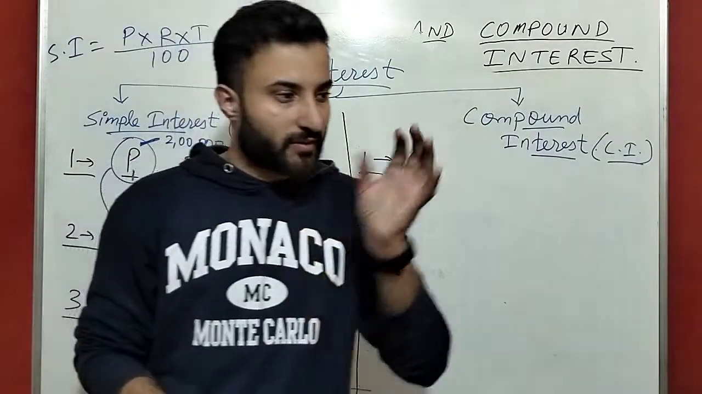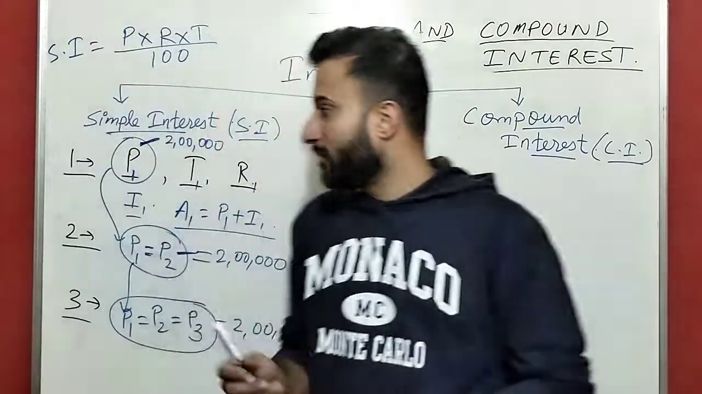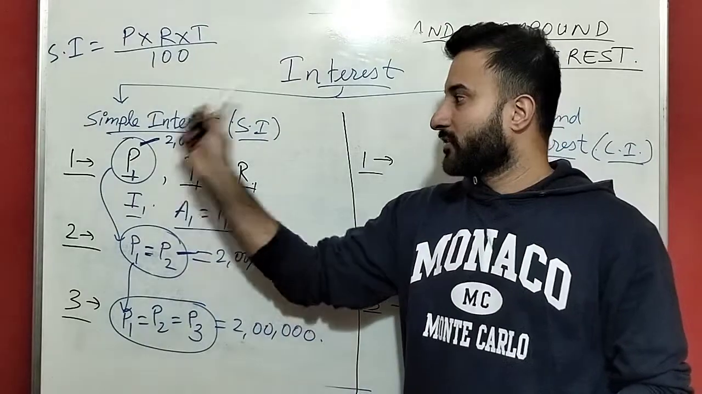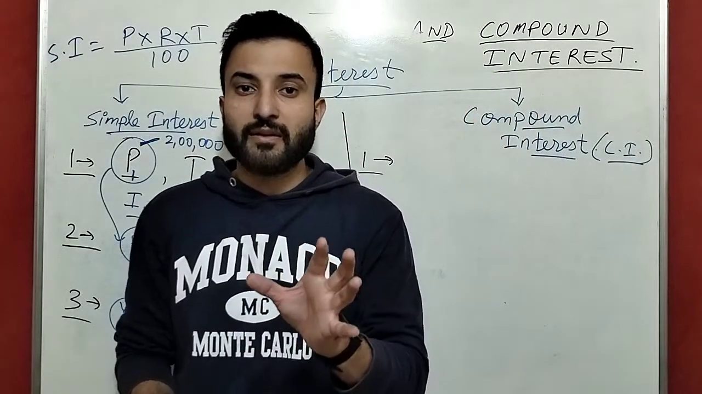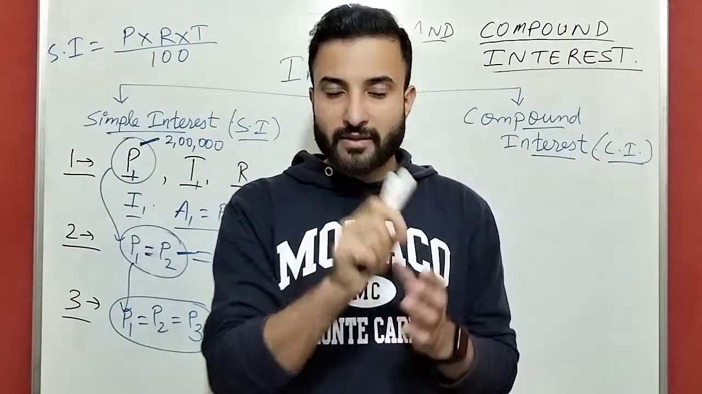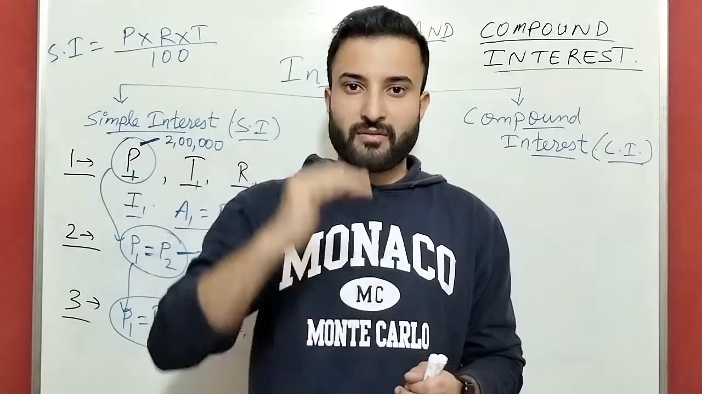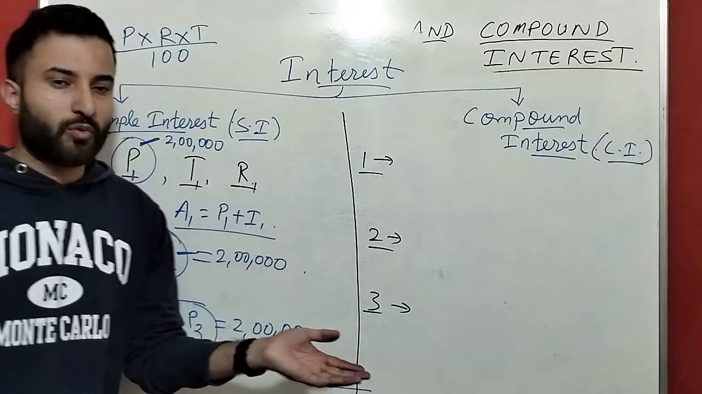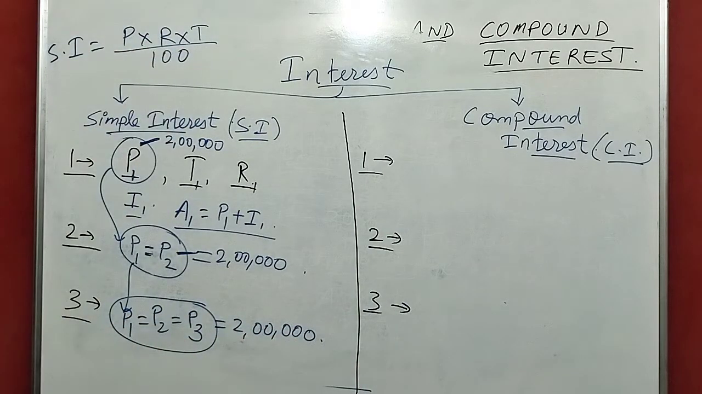How will we understand this? This is simple interest. We will see the principal. The principal for each year will remain the same for simple interest. The simple thing is the principal. In simple interest, the principal will remain the same for each year. Okay. Simple interest formula is what? Simple interest formula is P into R into T by 100.